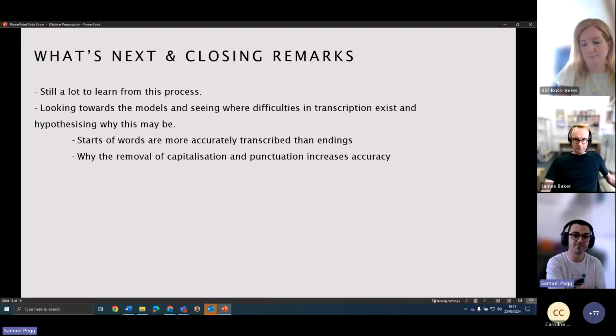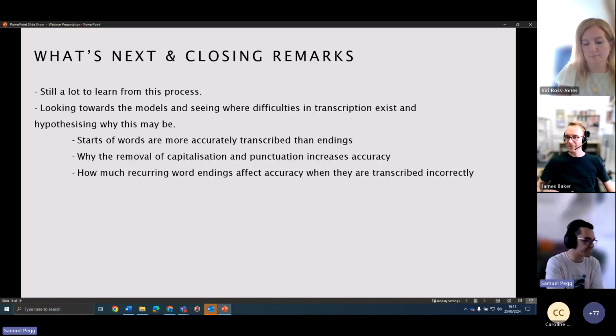In manual transcription, one of the things that can be missed is punctuation. And I know, or if you have a dyslexic doing it like me, they'll miss punctuation, which I did as well. How much recurring word endings affect accuracy when they are transcribed incorrectly from Transcribus's side of things. I spoke about that a bit earlier.